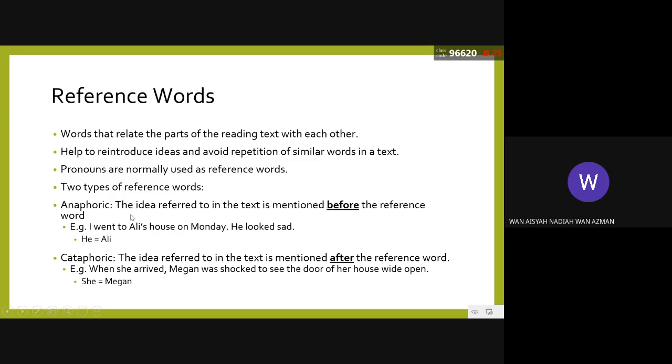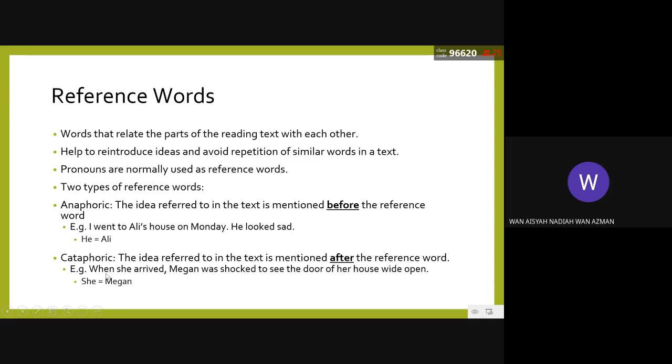So when the idea referred to in the text, which is Ali, is mentioned first, before the reference word he, then we call it anaphoric. For the cataphoric, the idea referred to in the text is mentioned after the reference word.